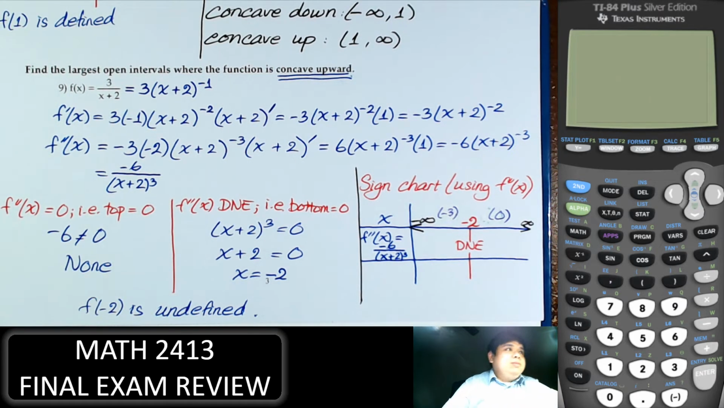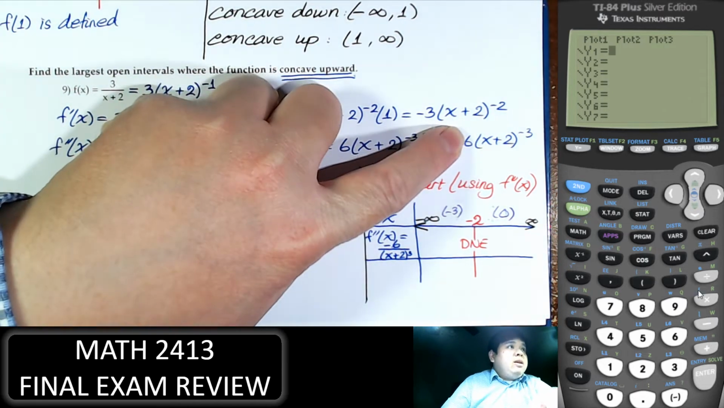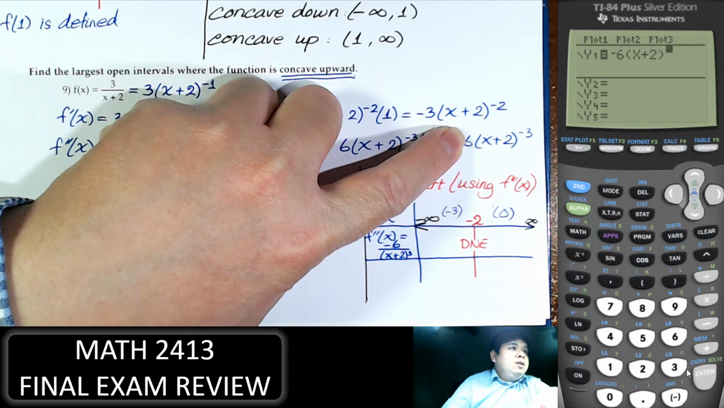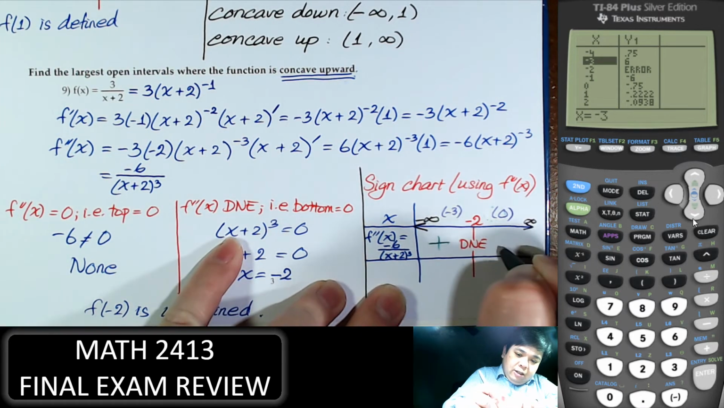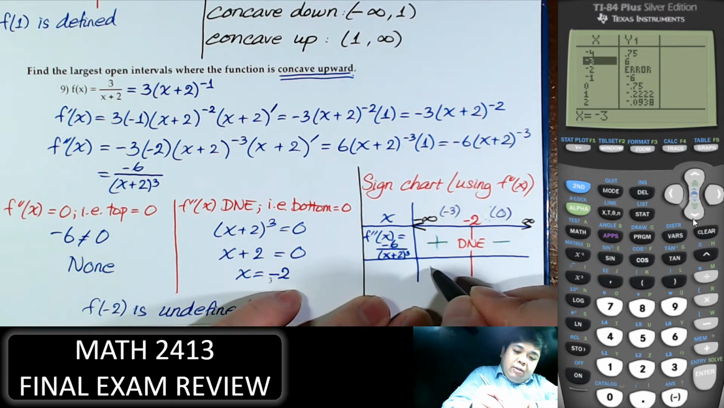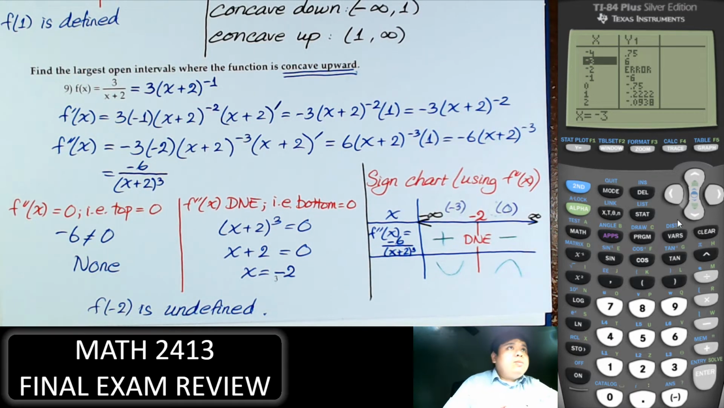Right, second derivative, I can just put this as second derivative. Right, and let's go to the table. Negative 3 is positive and negative, so concave up and down. So this is concave up. So the answer will be from negative infinity to negative 2.